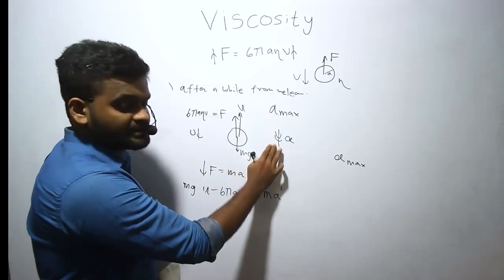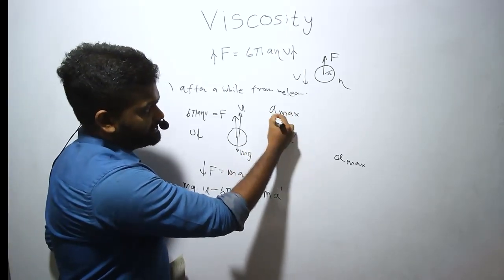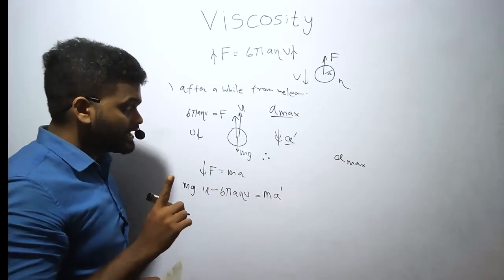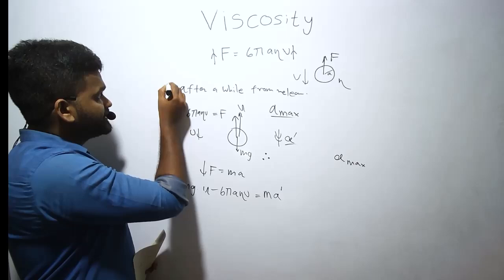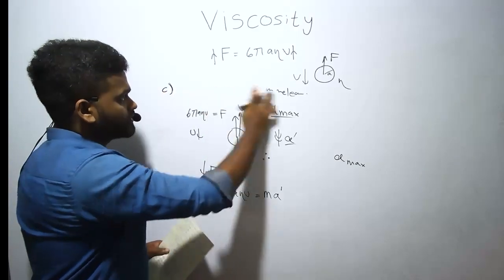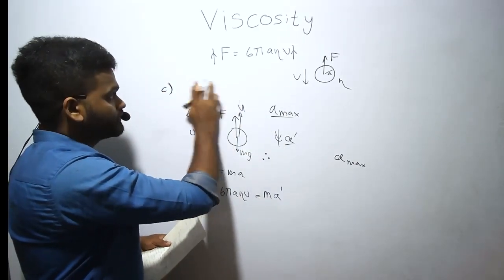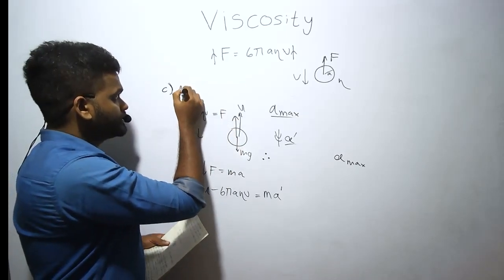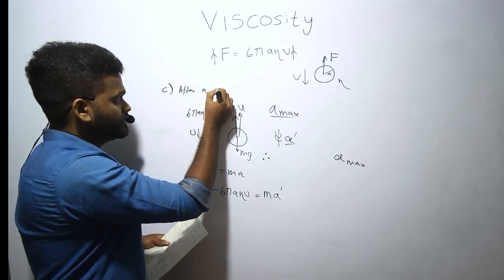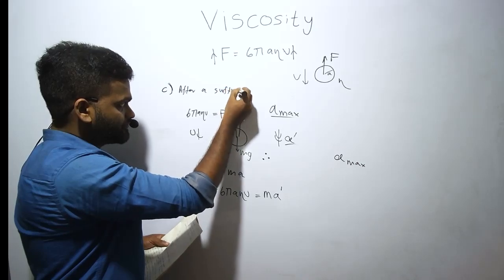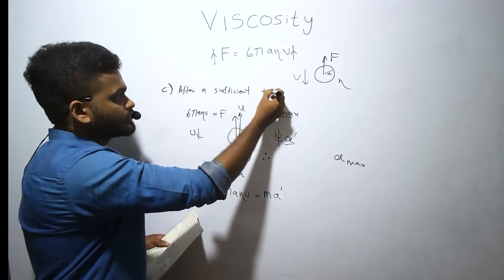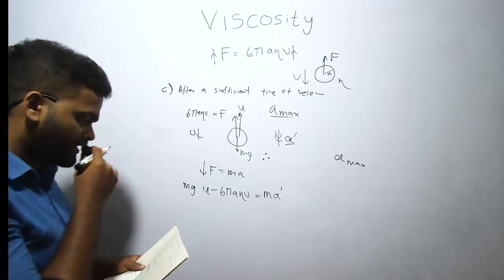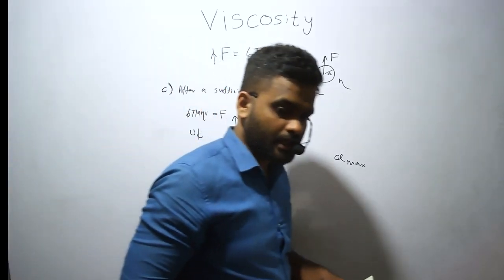So these two cases we talked about: initially a max, then you get a dash. Then write simple c. Write down simple c, write down after a sufficient time of release. After a sufficient time of release.